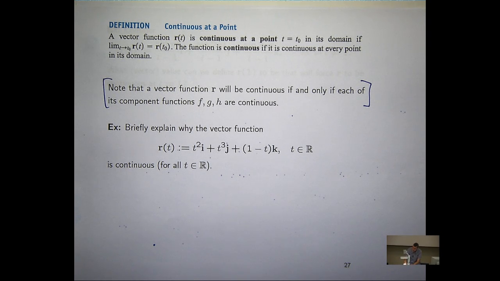Each component, is that what you had? Is that what you're going to say as well? That's it. Each of the component functions is a polynomial: t squared, t cubed, 1 minus t. All polynomials are continuous.